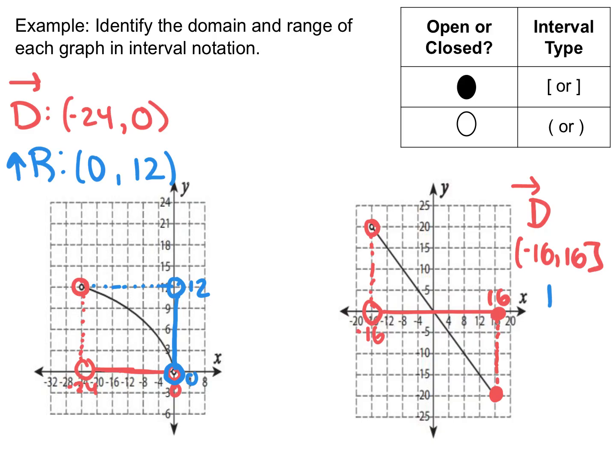For my range, again, I read from bottom to top. So the lowest point is this closed circle down here at -20, and I use a bracket for -20. And the highest point goes to right here, which is an open circle. And since it's obviously open, I'm going to do a 20 and use a parentheses.